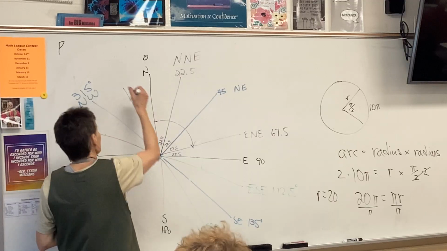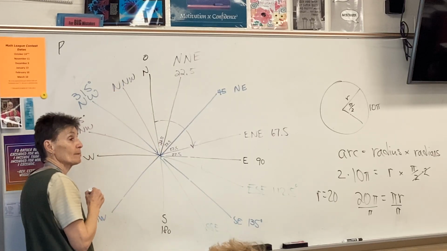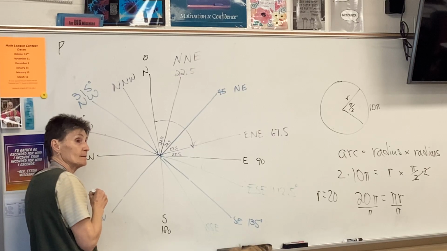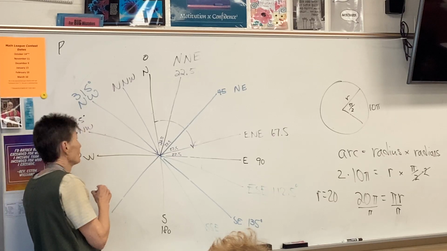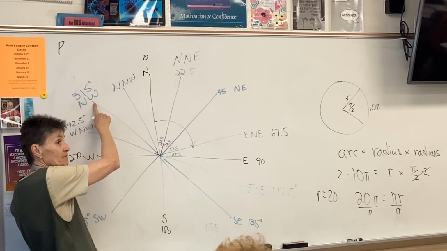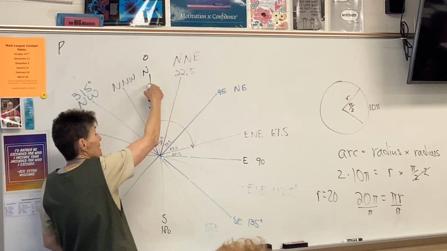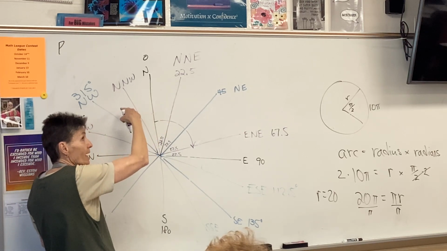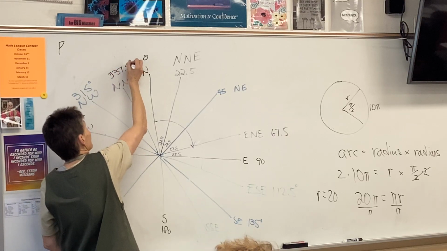And then this guy up here is north northwest. Would you agree with that? And what's his measurement? You could take 315 and add 22 and a half. Or you could take 360 and subtract 22 and a half. Either way, what is it? 337.5.